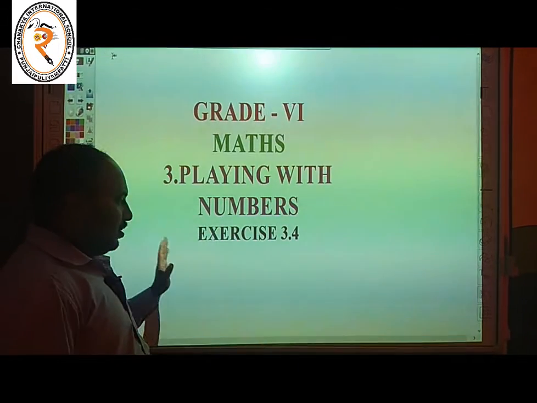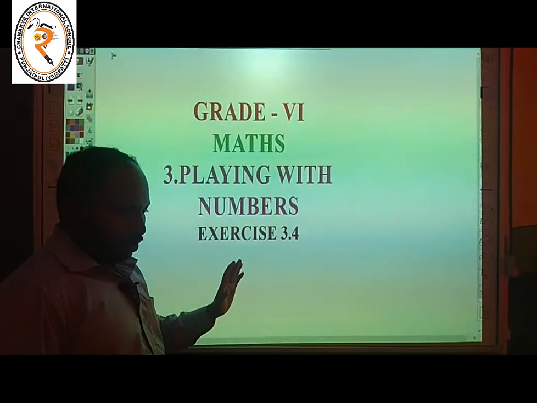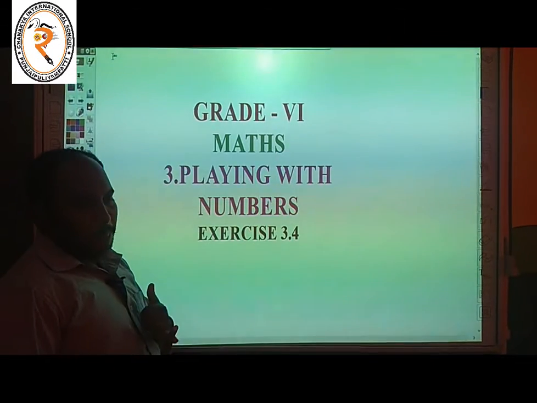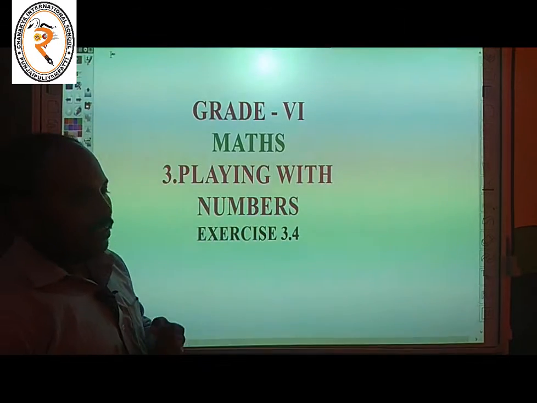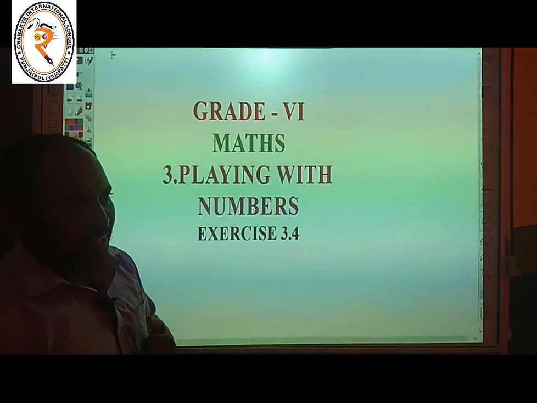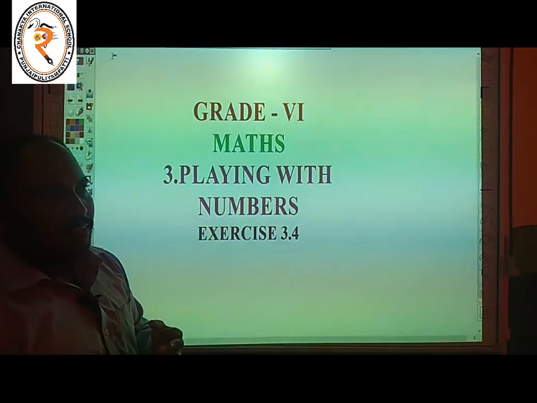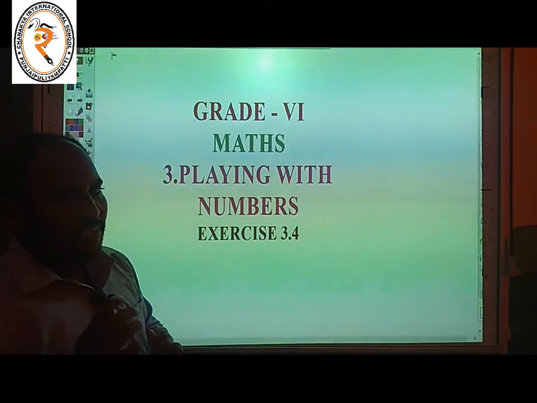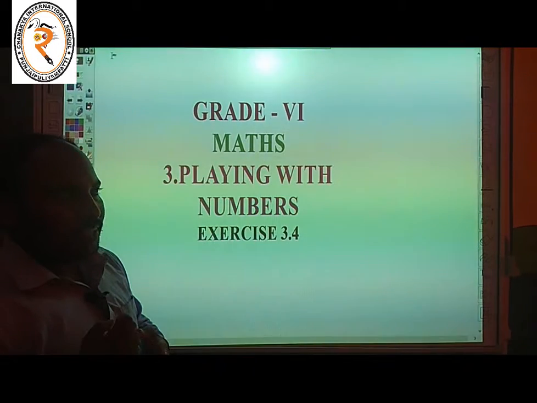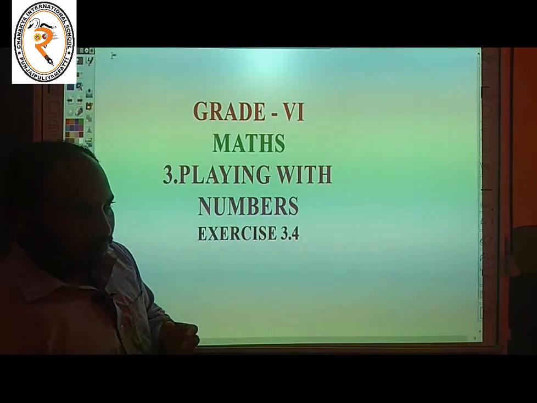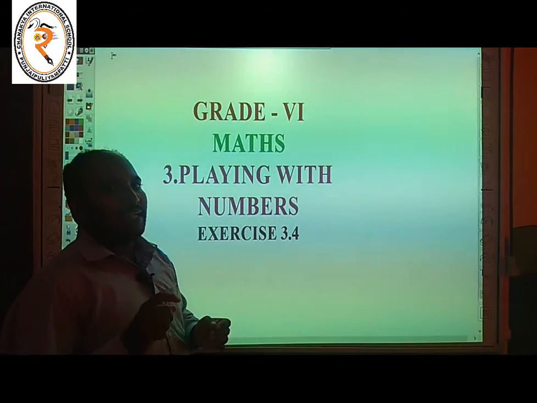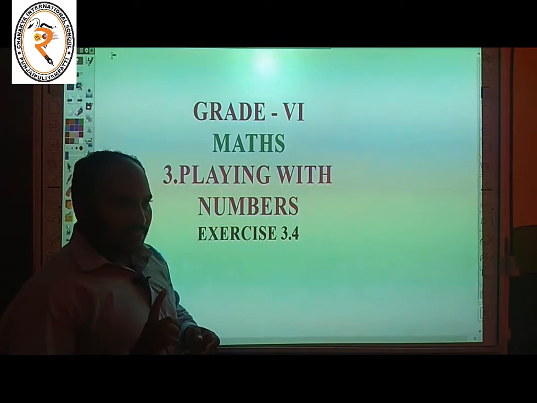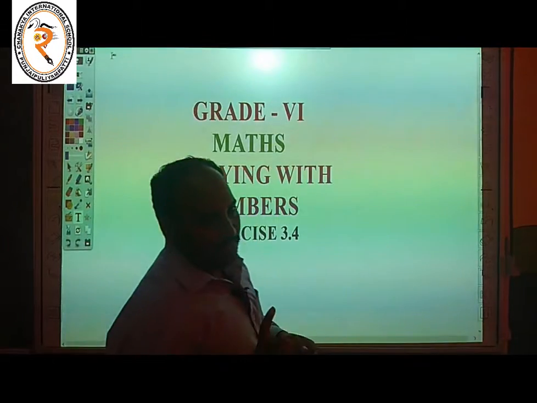Playing with numbers. Exercise 3.4. In this chapter, we will discuss prime factors, common factors and common multiples. Already you know about common factors and prime factors. What is meant by prime numbers? Prime numbers mean the number divided by 1 and itself. Listen here. Prime numbers means the number divided by 1 and itself.